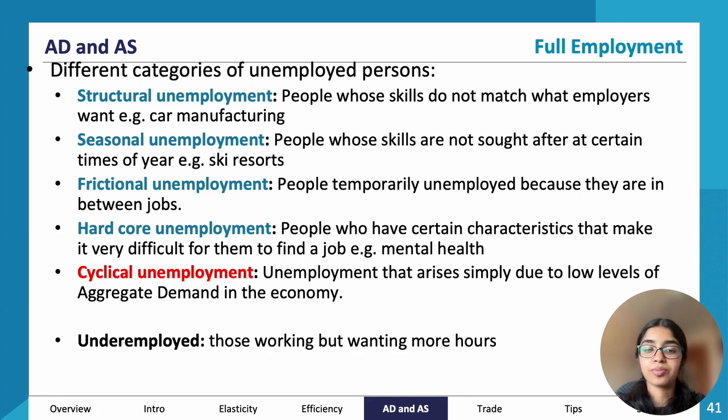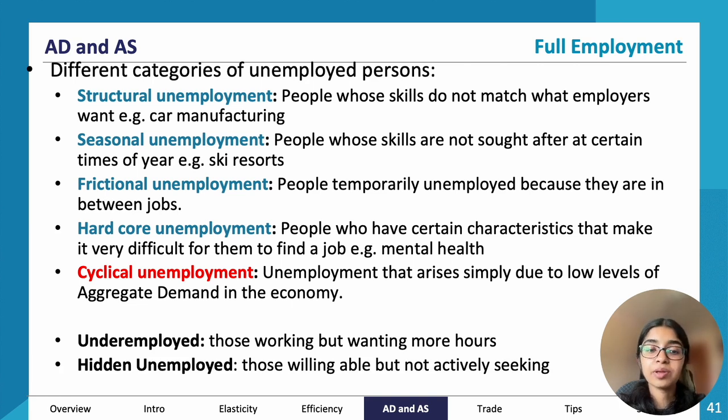And finally, underemployed. These are people who are working at least 1 hour every week and being paid for it, but they want to do more hours. They have the capacity, ability and willingness to work more hours every week. They're underemployed, but they're classified as employed. We also have people who are hidden unemployed. These are people who in the past have been willing and able to work and actively seeking work, but a lot of them become discouraged and at some point stop seeking work. So they're technically unemployed, but they're not classified as unemployed because they're not actively seeking work.